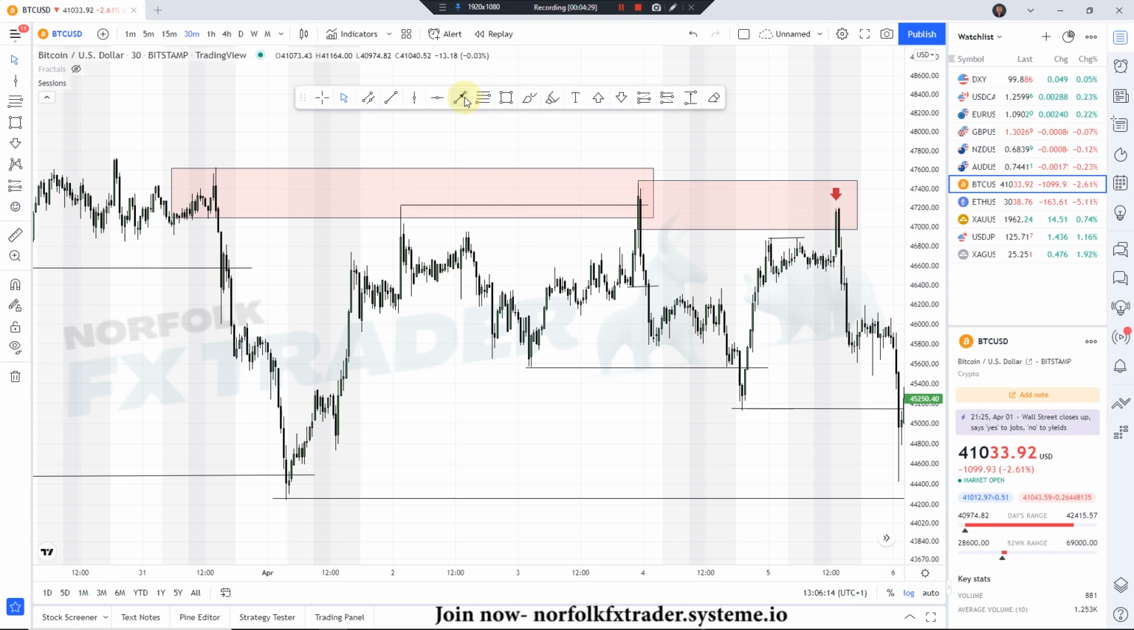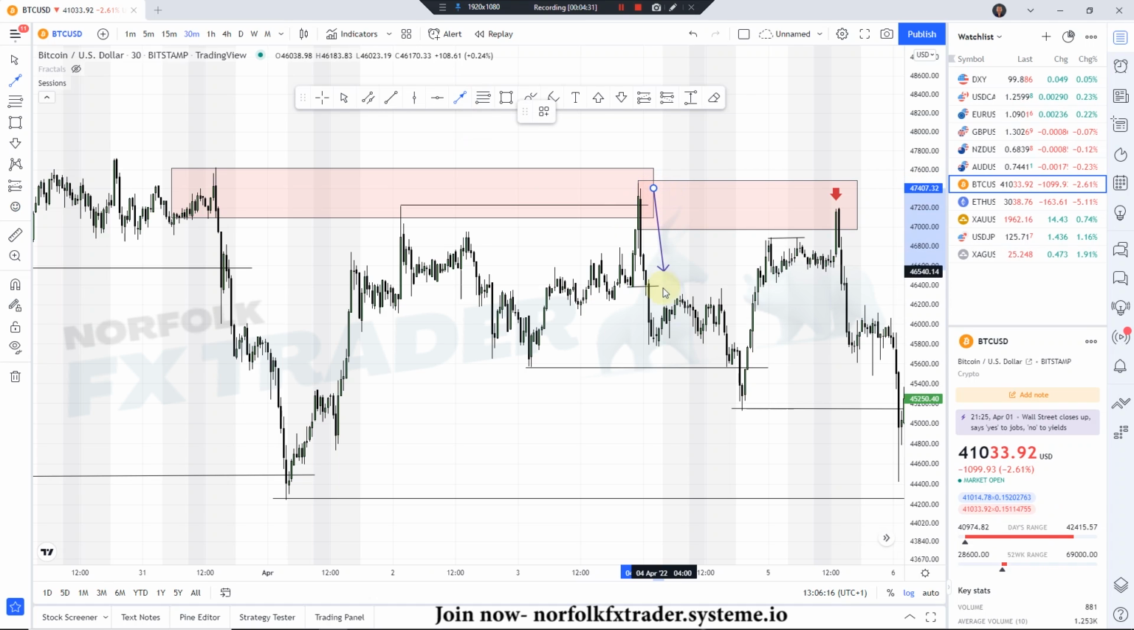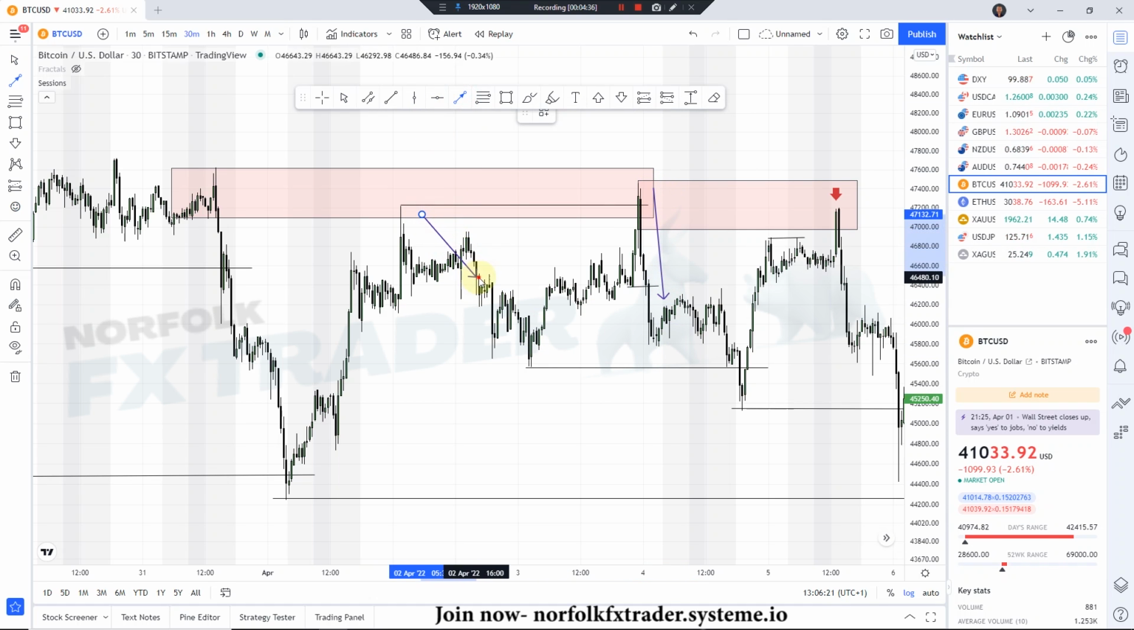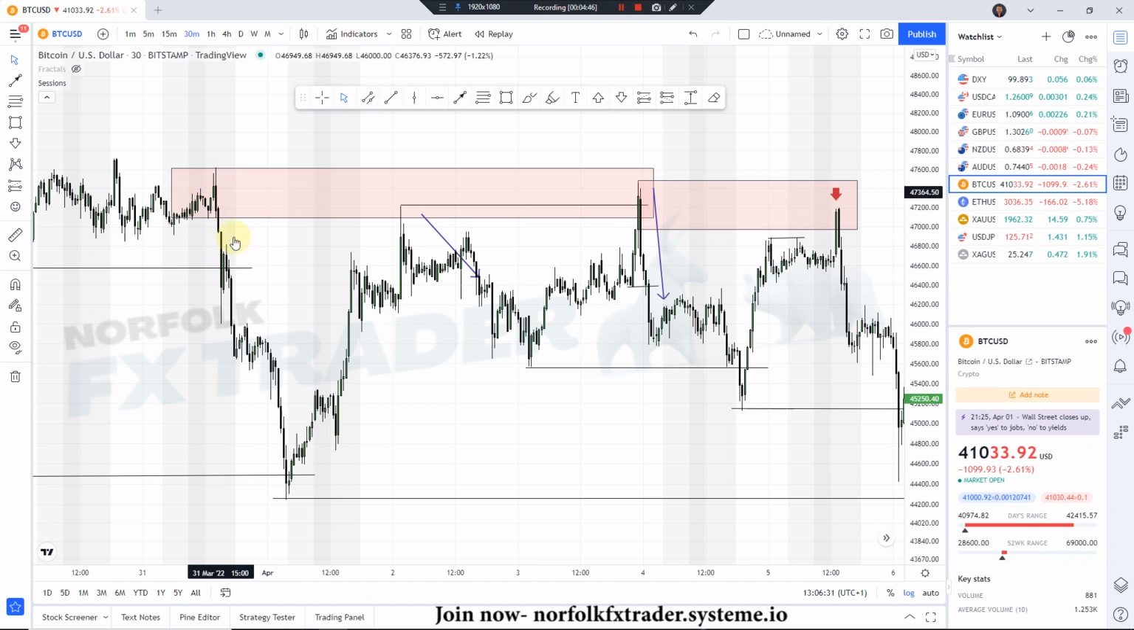Now look at the difference between this move to the downside here compared to this move here. Look at how price is very choppy at this area compared to this nice movement away. You could say the same for this movement here to the downside.